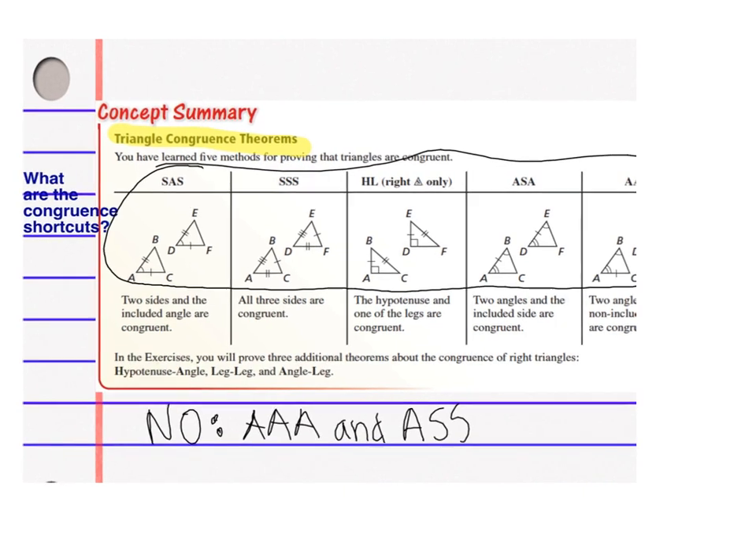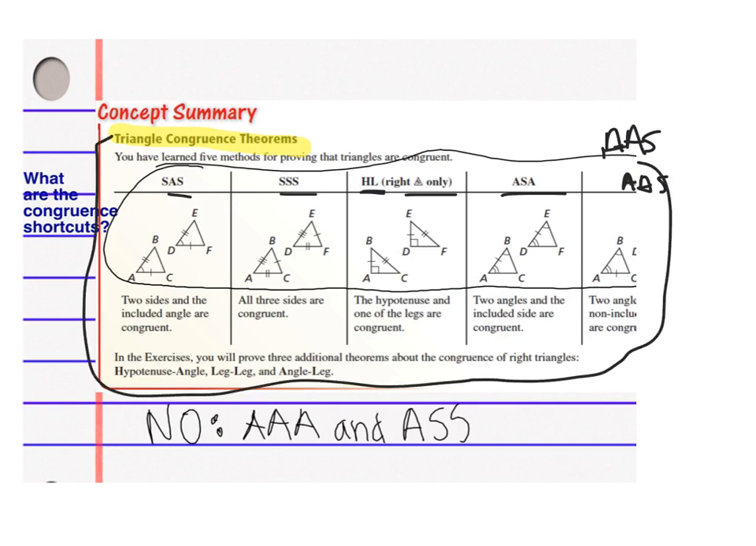All right, concept summary. So again, I would maybe do the names and the pictures. So there's 5 methods for proving triangles are congruent. There's side, angle, side; side, side, side; hypotenuse, leg, that's for right triangles only; angle, side, angle; and angle, angle, side. So those are your 5 shortcuts. Another way to remember is what there is not. So there is no AAA, and no ASS, right? That would be a bad word. So those two do not work.